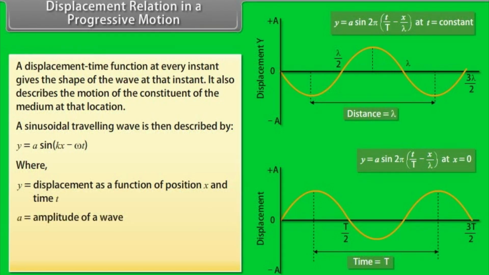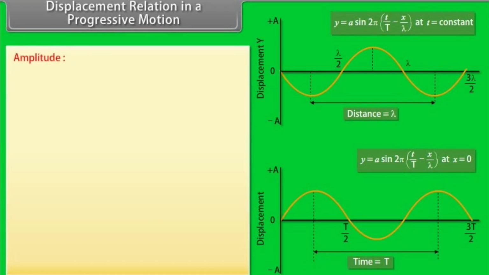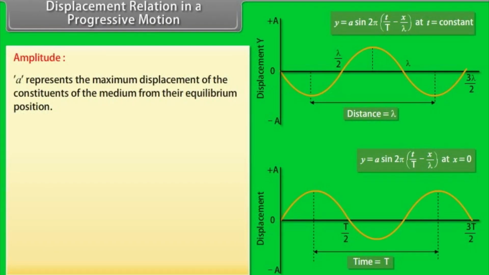A is the amplitude of the wave. Omega is the angular frequency of the wave. k is the angular wave number. Amplitude. A represents the maximum displacement of the constituents of the medium from their equilibrium position. It is called the amplitude of the wave.